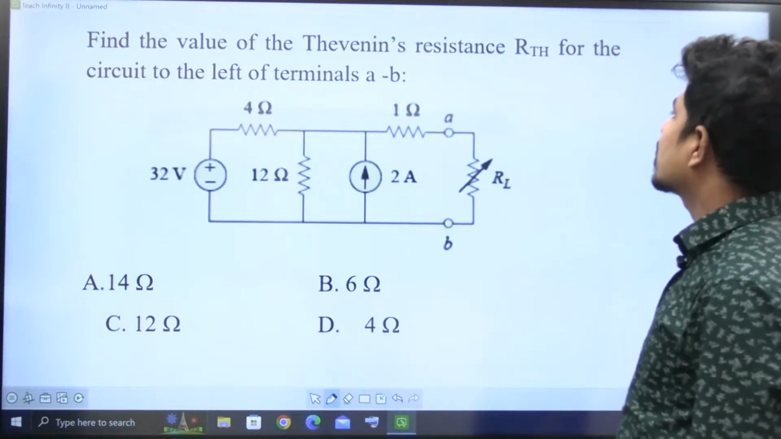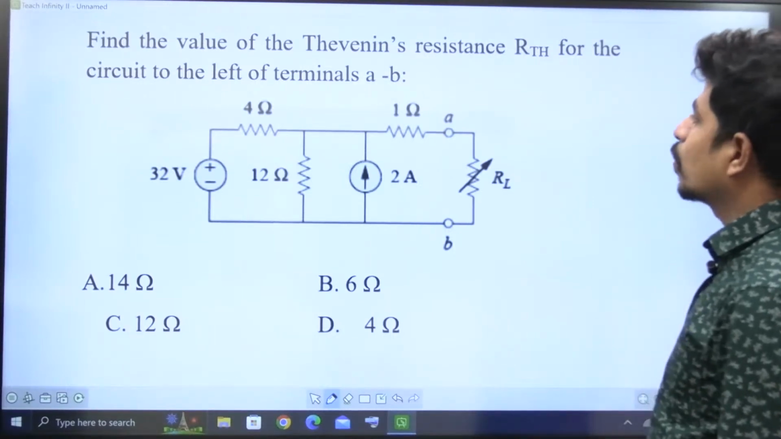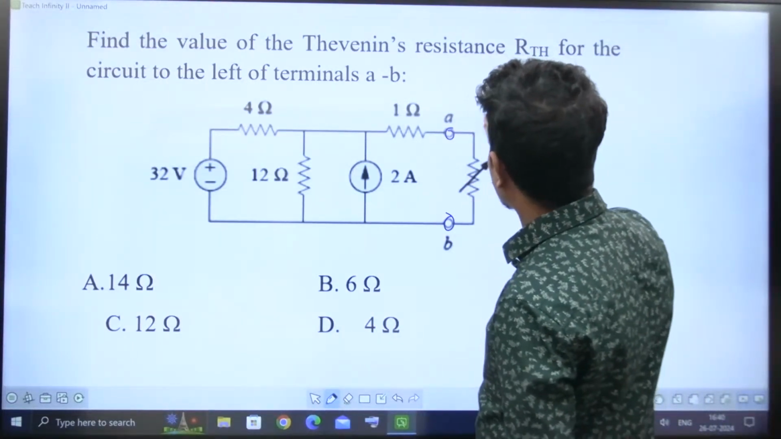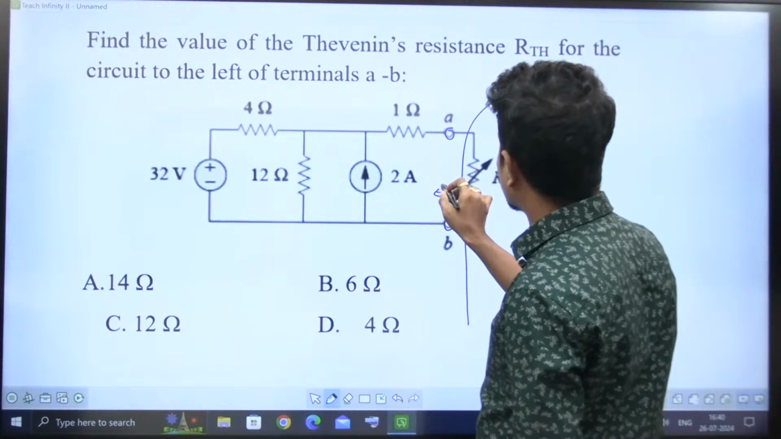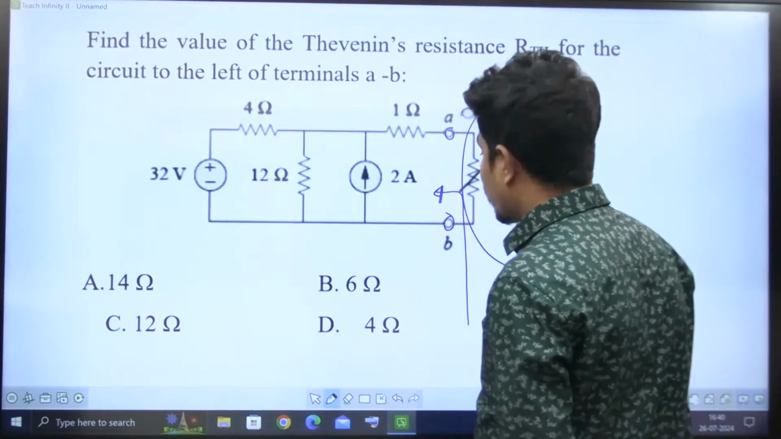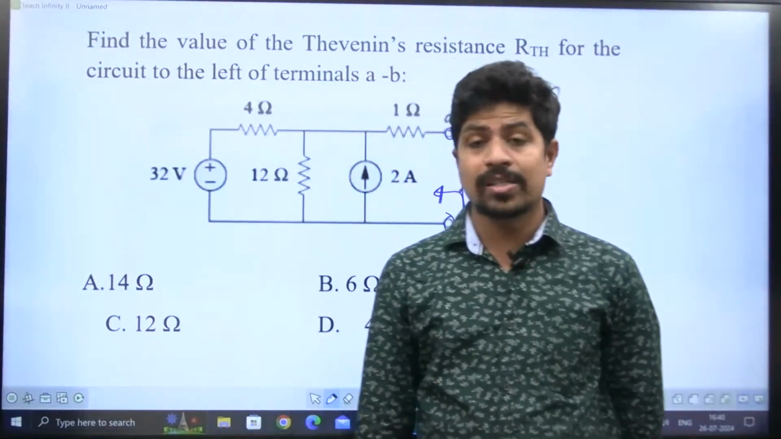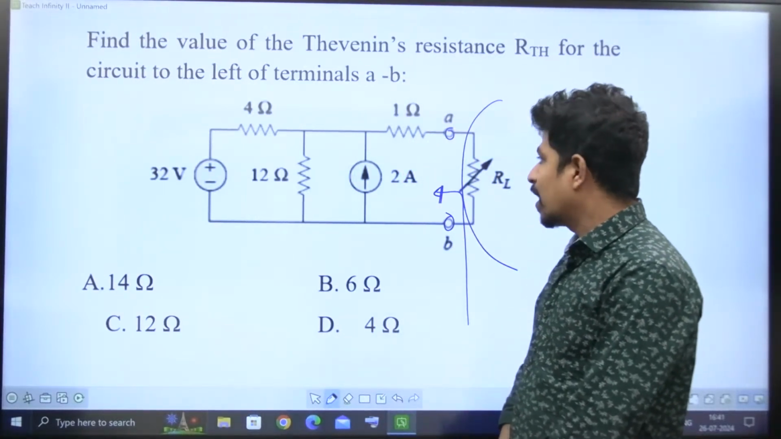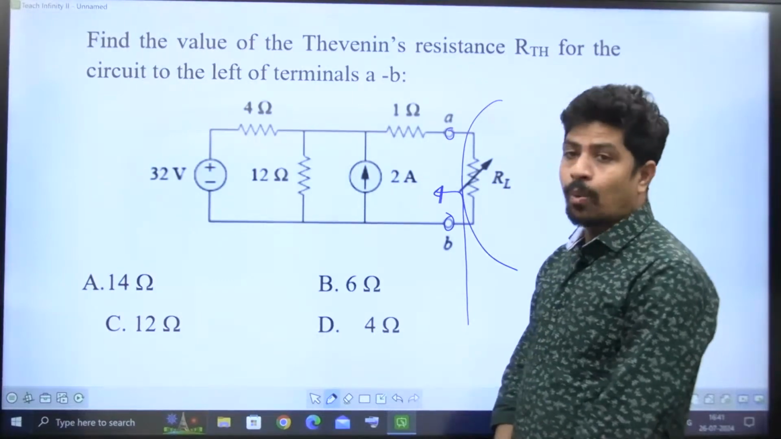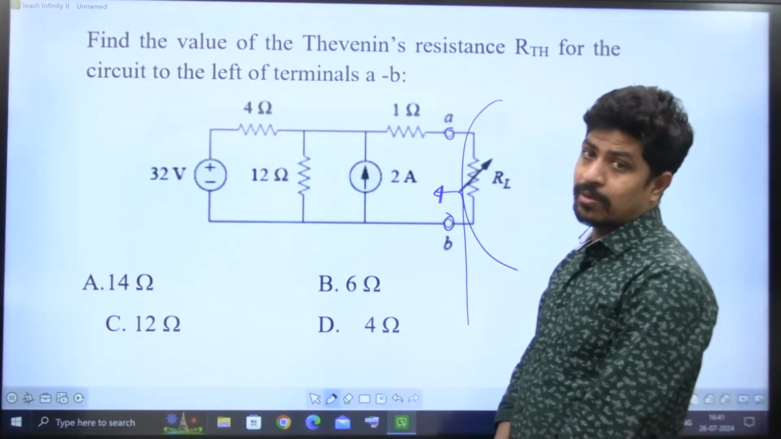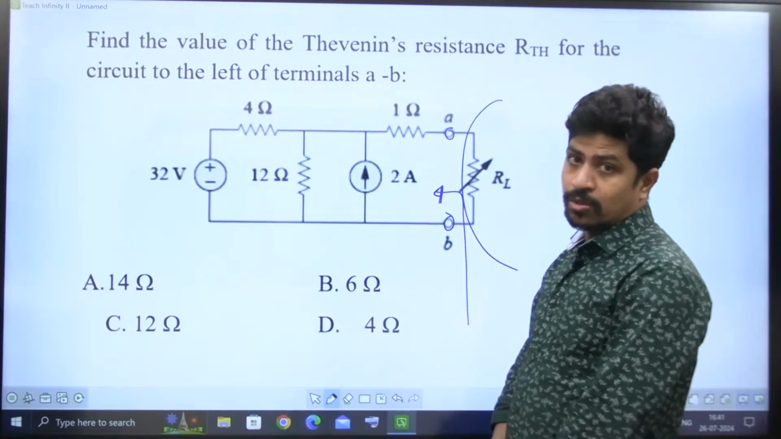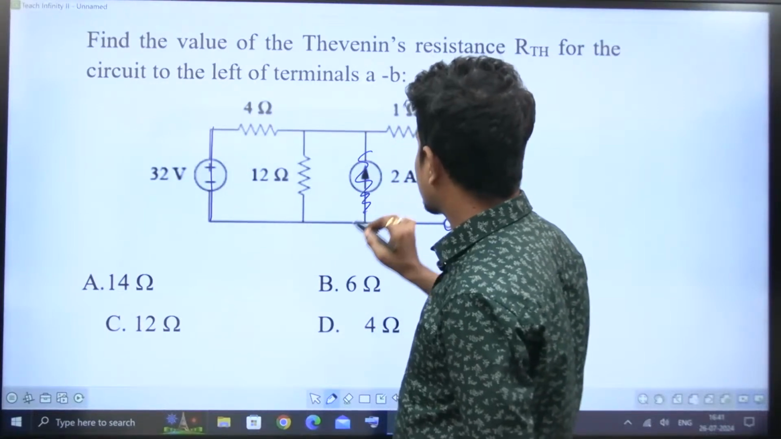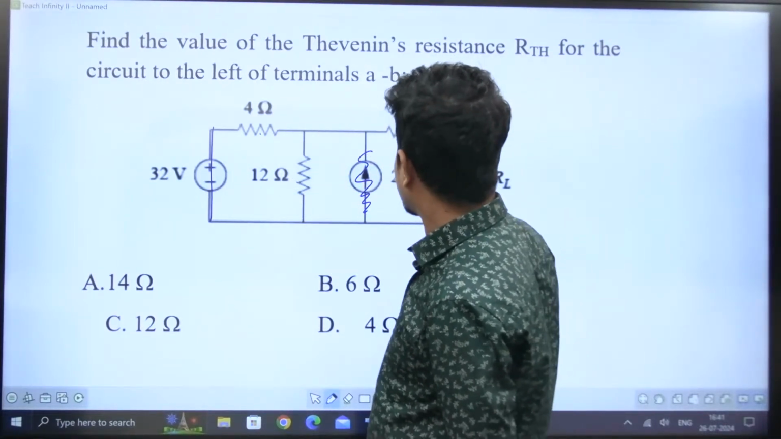Find the value of the Thevenin's resistance RTH for the circuit to the left of terminals A and B. These are A and B. Now leave this load resistance. As I told you number of times, even in the previous classes, wherever you want to find Thevenin's equivalent resistance, you stand there and look from there. When you are looking from there, two things you have to do: short circuit the voltage sources and open circuit the current sources. I am short circuiting this voltage source and open circuiting this current source. Now these two are in parallel, which is in series with one.